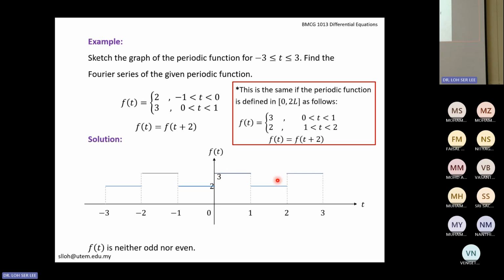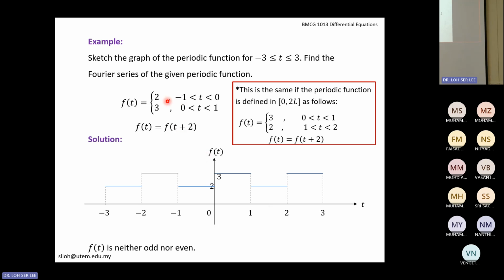So when you copy this one and paste it, you still get the same graph from -infinity to infinity. So there are 2 ways for us to define a periodic function. One is in the interval from -L to L. Another one is from 0 up to 2L. Based on this graph, f(t) is neither odd nor even, because it is not symmetrical about the y-axis or the origin.